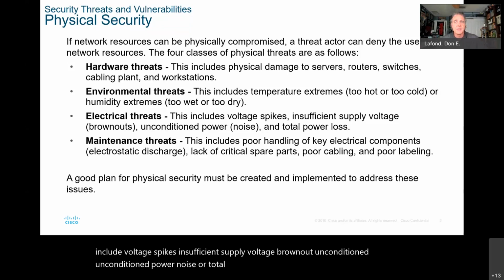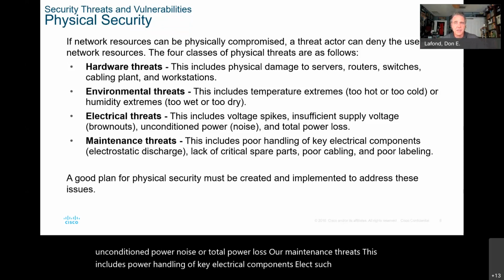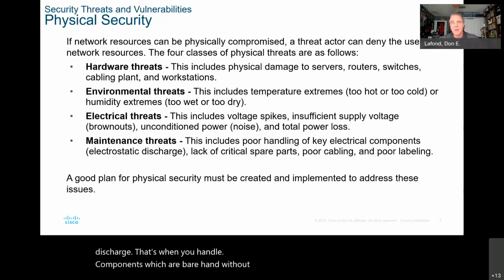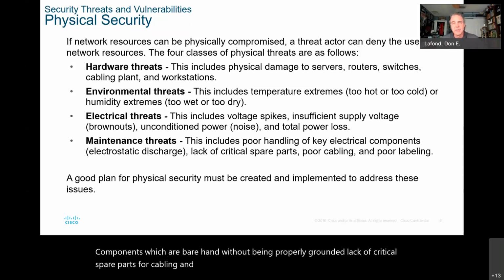Maintenance threats. This includes poor handling of key electrical components, such as electrostatic discharge. That's when you handle components with your bare hand without being properly grounded. Also lack of critical spare parts, poor cabling, and poor labeling. A good plan for physical security must be created and implemented to address these issues.